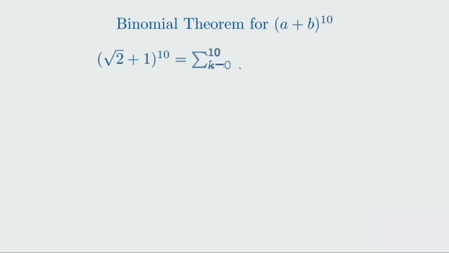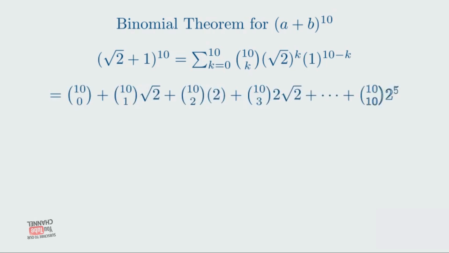Let's use the binomial theorem to expand square root of 2 plus 1 to the 10th. The binomial expansion for a plus b to the n involves a sum of terms with binomial coefficients. For square root of 2 plus 1 to the 10th, a is square root of 2 and b is 1. Notice that, since b is 1, it simplifies things. We have a sum of terms like C(10, k) times square root of 2 to the power of k. C(10, k) represents the binomial coefficient 10 choose k. Expanding this, we get terms with binomial coefficients and powers of square root of 2.